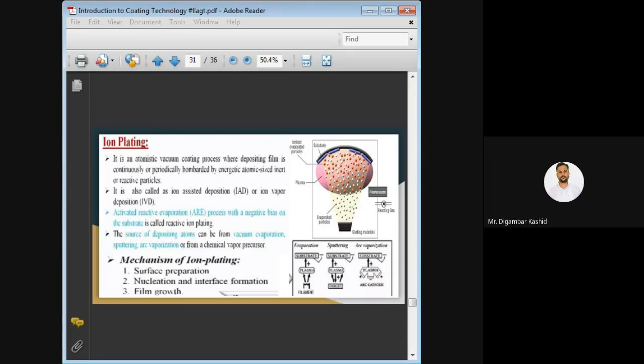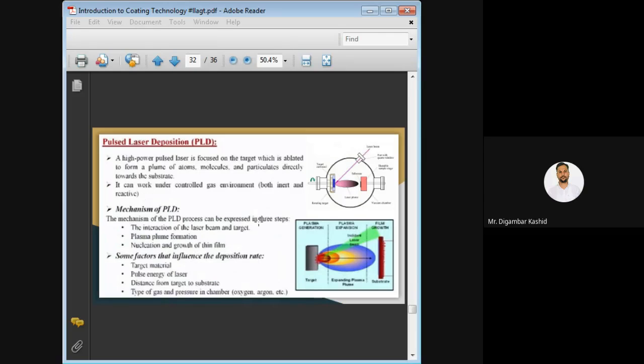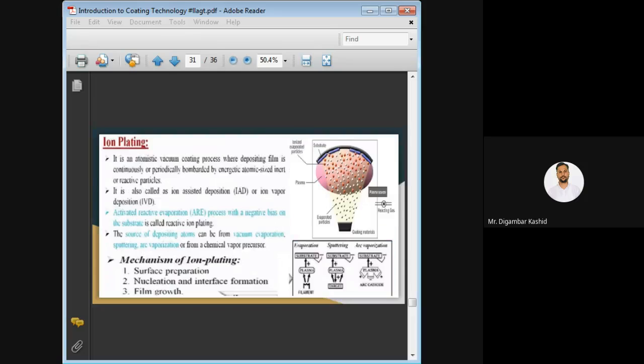Now let us discuss in detail this ion plating. Here we have some subtypes of ion plating processes. In that we have the plasma based ion plating. Then vacuum based ion plating is also there. Okay, no need to go into detail.